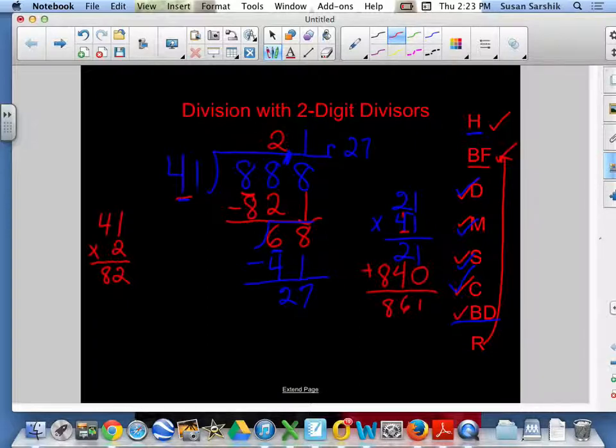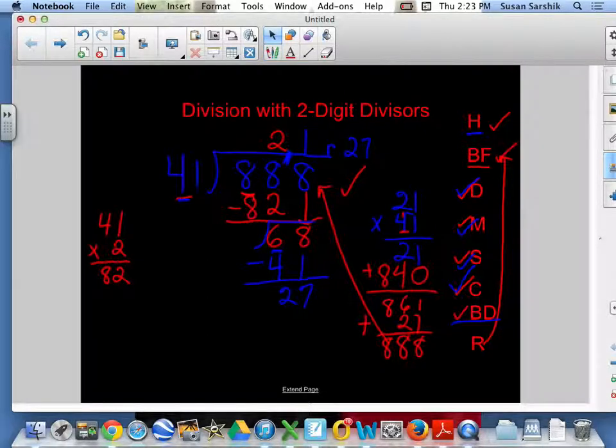I'm not done yet because I have to go back in and add the remainder, which was 27. 1 and 7 is 8. 6 and 2 is 8. Bring down the 8. In fact, this agrees with my dividend, so I know it's correct. That is how you divide with two-digit divisors.